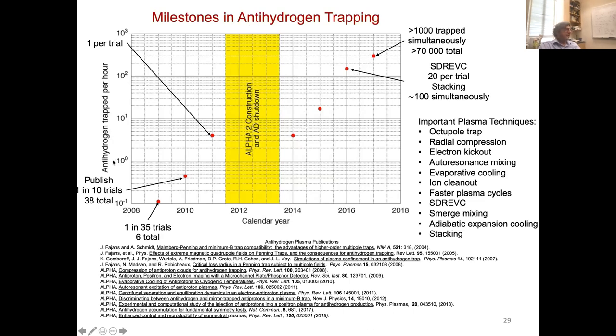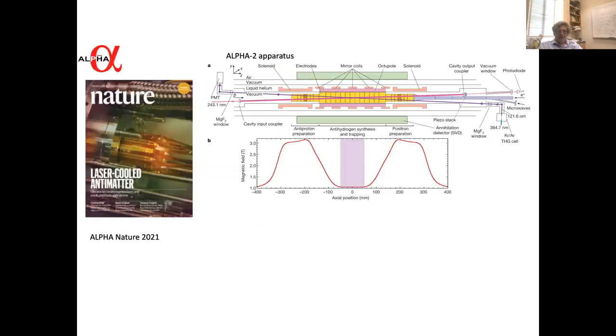This is the antihydrogen trapped per hour as a function of calendar year. Here you can see in 2010, it was less than one per hour. And in 2017 or so, it was up at 300 per hour. We can trap them, we can stack them: you trap, and then you trap some more, you can stack over 1,000. And we had over 70,000 total that year. Okay, and the rest is just details.